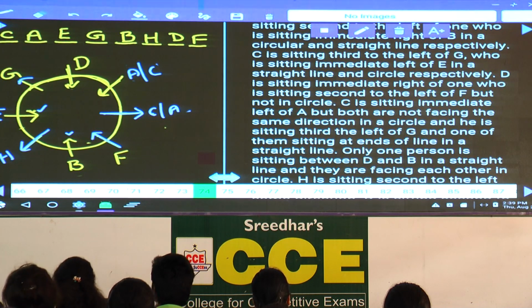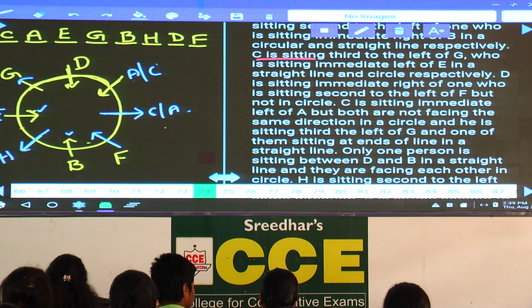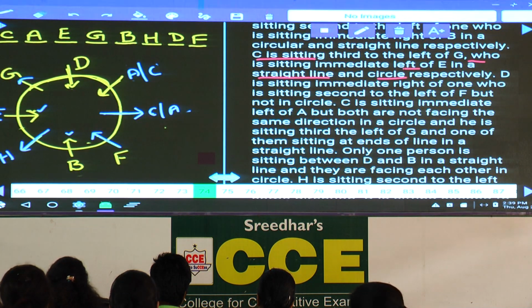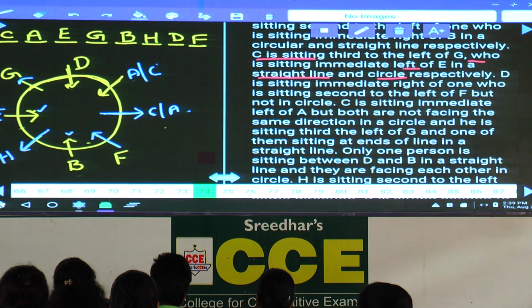Now once again here. Now C is sitting third to the left of Z in a straight line. G, who is sitting to the immediate left of E? G is to the immediate left of E in a circle. G is to the immediate left of E in a circle. Clear?